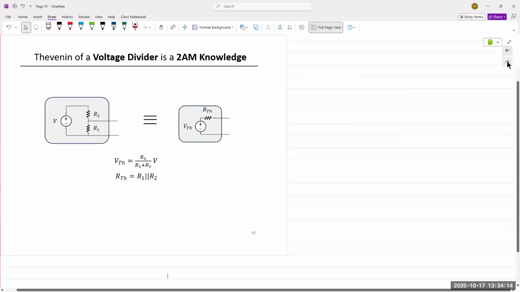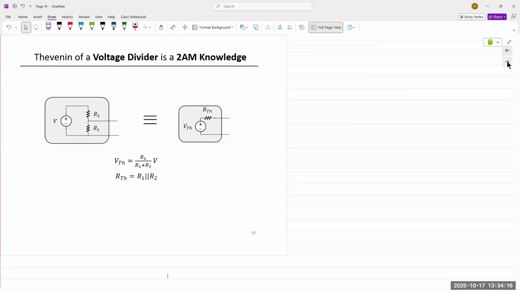Thevenin of a voltage divider. This is something that we will encounter often in circuits, so it doesn't matter what kind of circuit it is. Sometimes we have a voltage source, we have multiple resistors in there, and we need to find the Thevenin equivalent circuit. Well, the easiest way to do that is by applying these equations.